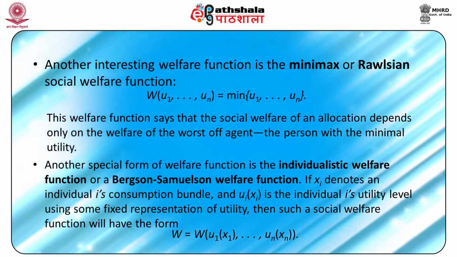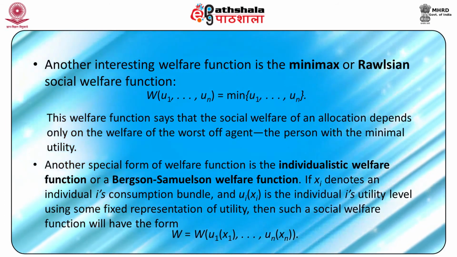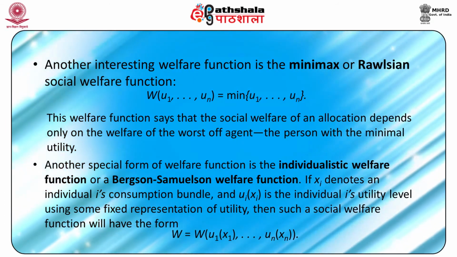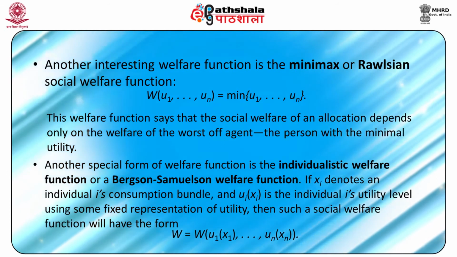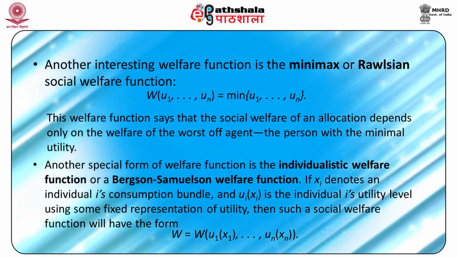Another interesting welfare function is the minimax or Rawlsian social welfare function, which is given by W(u_1, ..., u_n) equal to the min of u_1 to u_n.